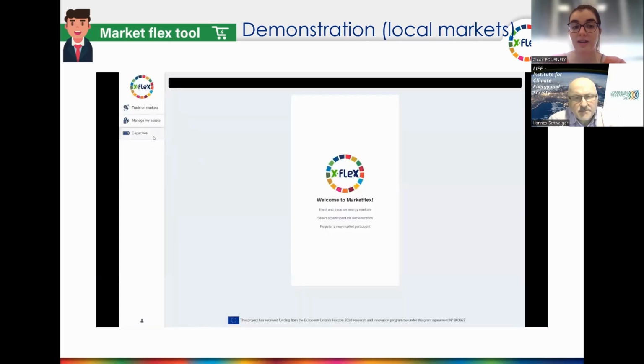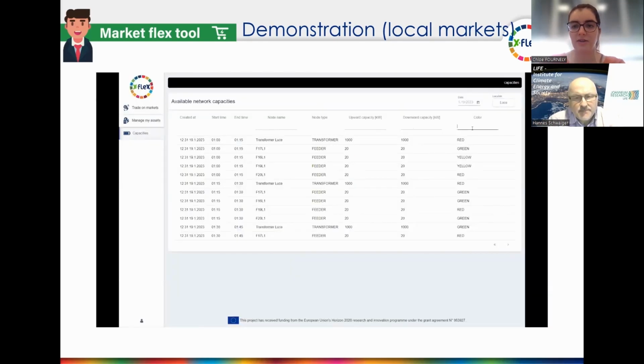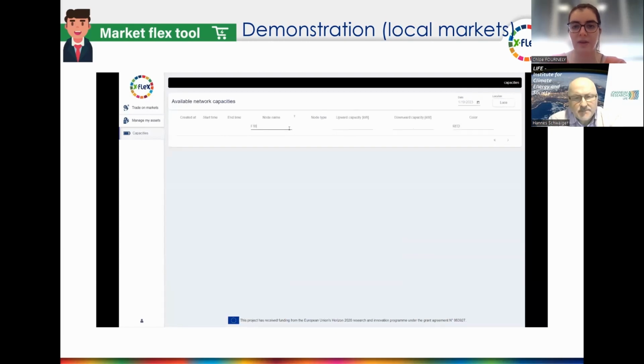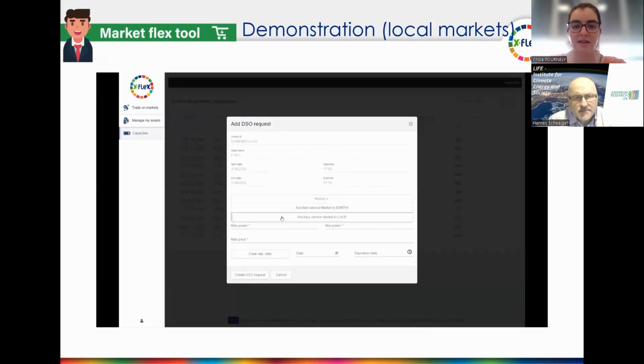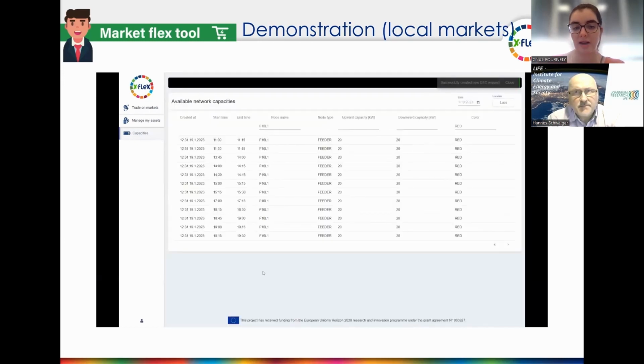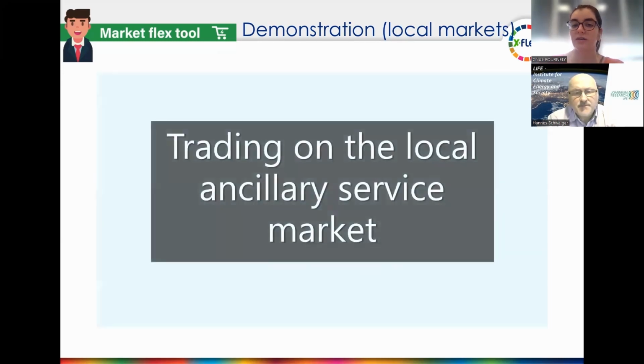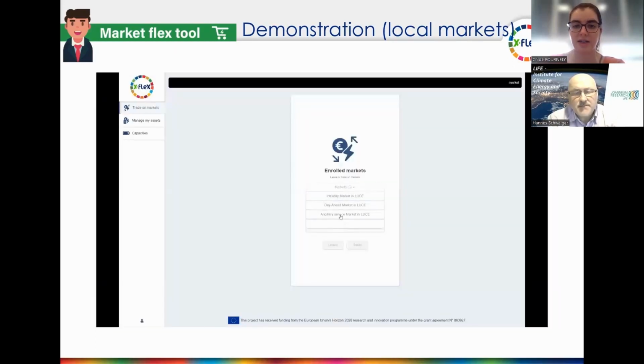Then in the case of a red traffic light signal, here you can see all the forecasted grid capacity limits, and you can filter it. So here I selected one feeder in Luce that has a red color. I am a DSO this time, and I create a request. So I say I want some consumption, at least 20, max 40, and I put a price on it, and I open basically the local ancillary service market.